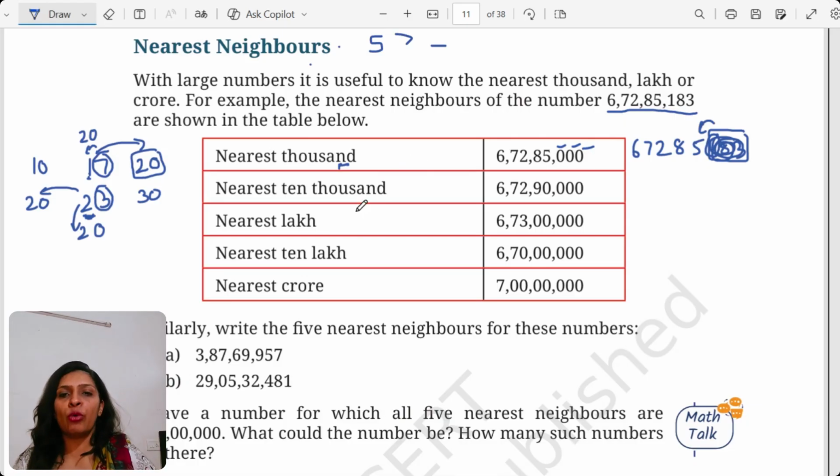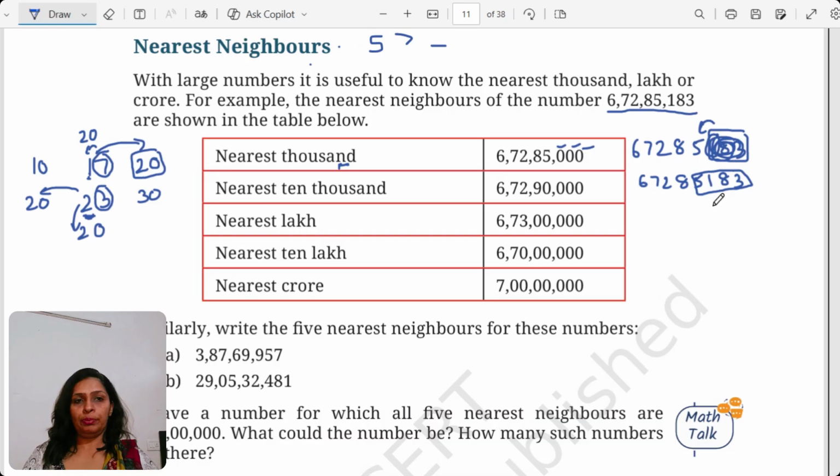Let's understand it in a deeper way. Now we are going to round it off to the nearest 10,000, right? Again I pick up the same number because we are understanding with the same number. So the number is 67285,183. So now 10,000 has how many zeros? Four zeros. So now we have to see these four digits.